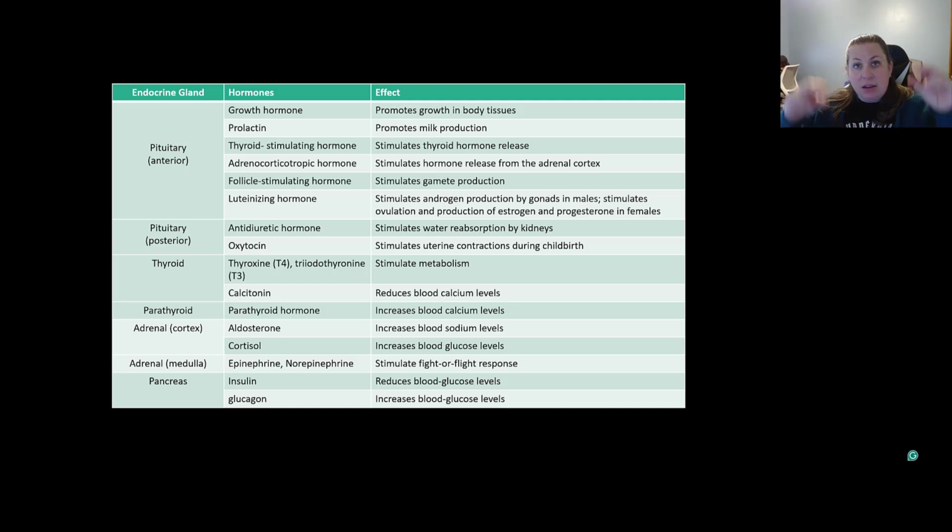The adrenal glands are the little hats on top of the kidneys. These guys are going to have 2 areas, the cortex and the medulla, and each are going to give off 2 hormones. So the cortex is going to be aldosterone and cortisol, and the medulla is going to be epinephrine and norepinephrine. The last main endocrine gland we're going to discuss, it's not all of them, but this is the last main one, is the pancreas. The pancreas also releases 2 specific hormones, and this is insulin and glucagon. Both of them are related to blood sugar.